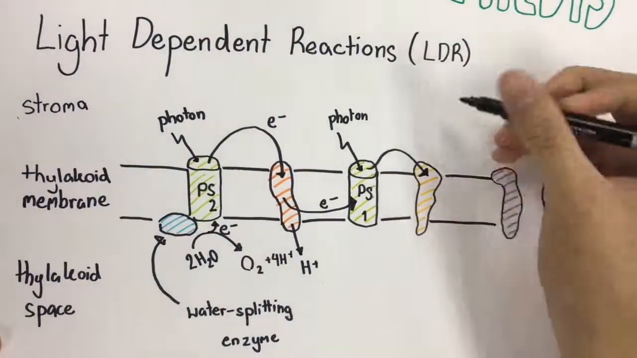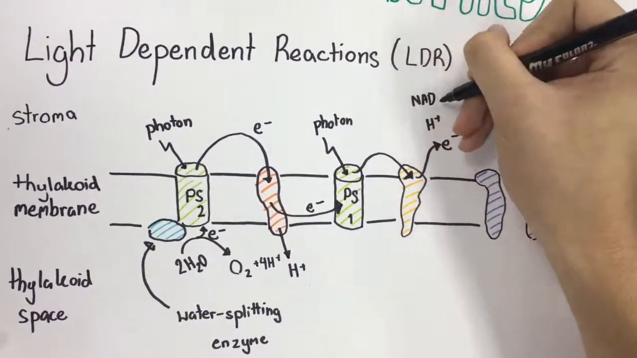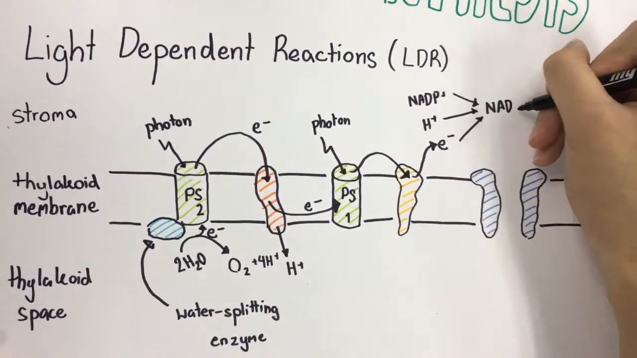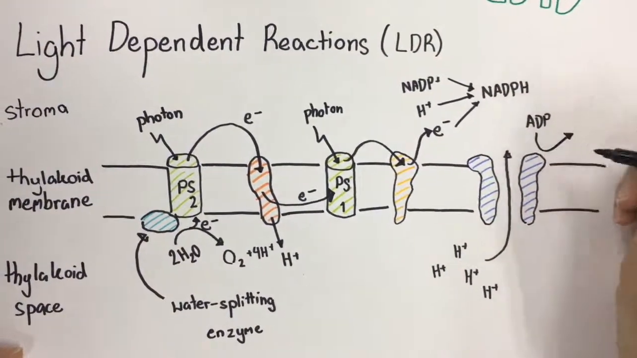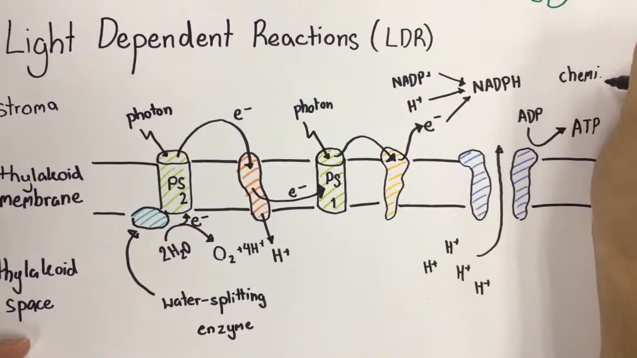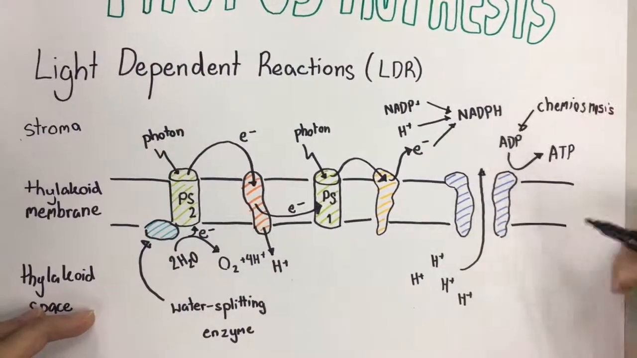The electron will then combine with NADP and a proton to form NADPH. Protons will go through ATP synthase, and the chemiosmosis would also change ADP into ATP.